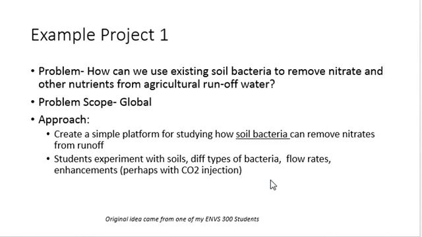So the more I kind of dug into this, I said, well, wouldn't this be a great research project where students could work with all sorts of different types of bacteria, look at different flow rates, and then perhaps even things like enhancing the activity of the bacteria by injecting carbon dioxide into the soil column from the bottom, and see if that might make it more efficient. If we make it more efficient, we can decrease the size or increase the flow rate of the ag water going into it.